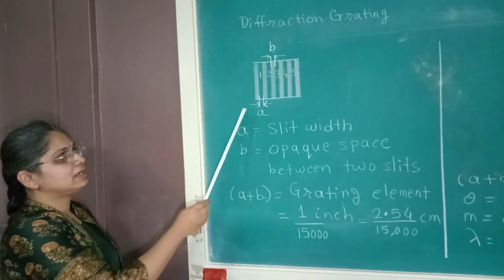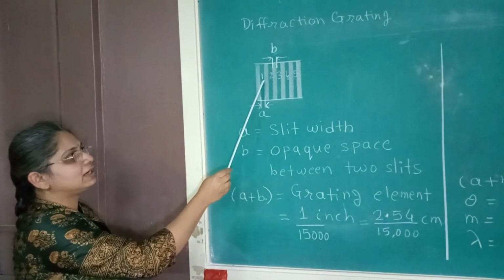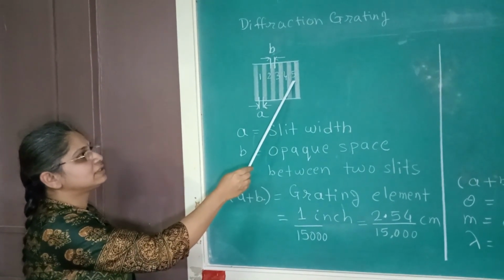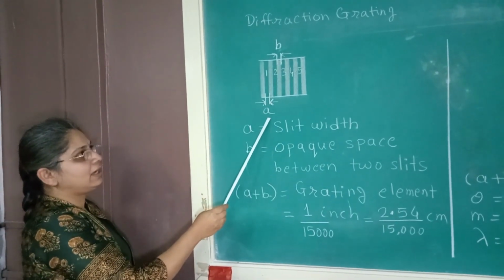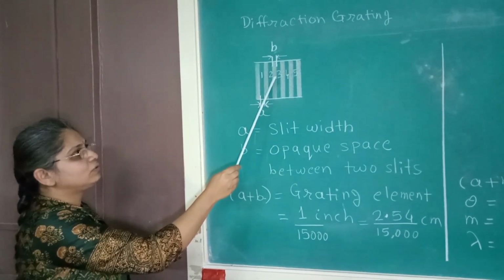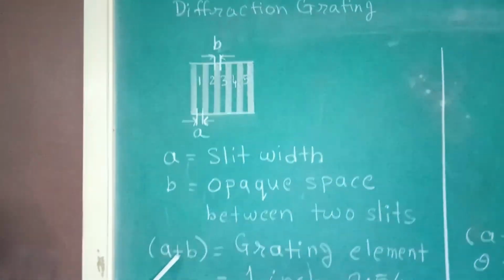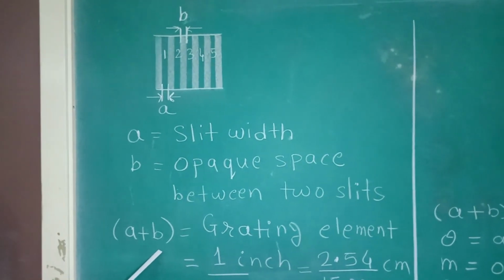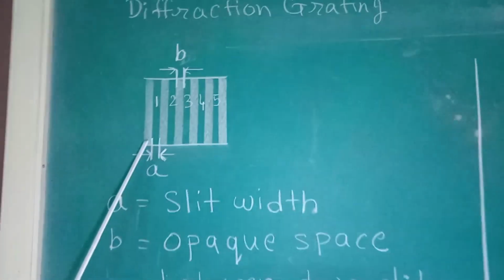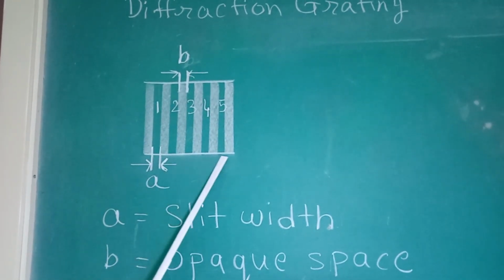For example, in the given diagram, in the diffraction grating, there are 5 slits or 5 rectangular openings having slit width A, and the distance between, or opaque space between, 2 consecutive slits is B. So A plus B is the smallest element of this grating. If you repeat this A plus B 5 times, you will get the complete diffraction grating.